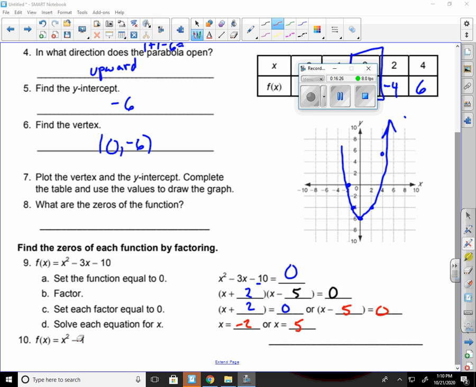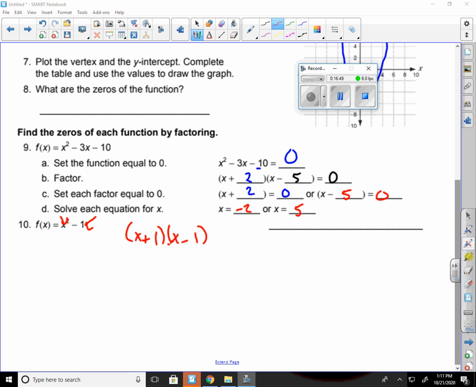Number 10, the last one. This is a difference of two squares. So all I need to know is what multiplies to give me x squared, what multiplies to give me negative 1. So x squared gives me x squared. And 1 to the second power, or 1 squared, gives me 1. Since it's difference of two squares, that tells me one's a plus and one's a minus. That's still equal to 0. X plus 1 equals 0. X minus 1 equals 0. Gives me x equals negative 1 and x equals 1.